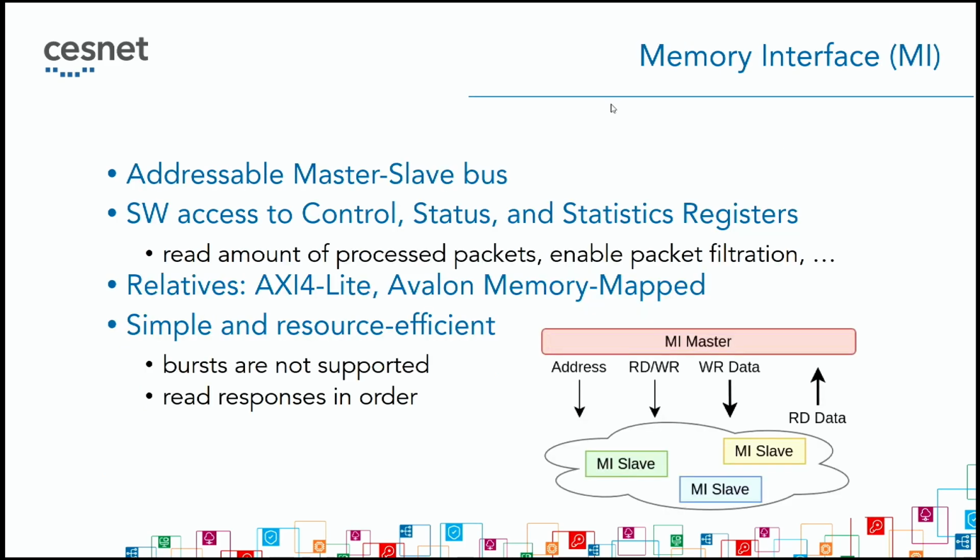So first of all, the memory interface bus, the MI, is just like an AXI Lite bus or Avalon memory mapped. It's simpler, more resource efficient, but the functionality or the use cases are basically the same.